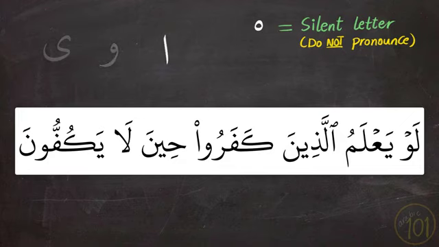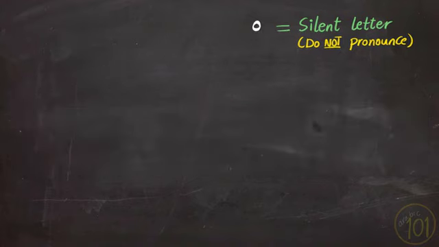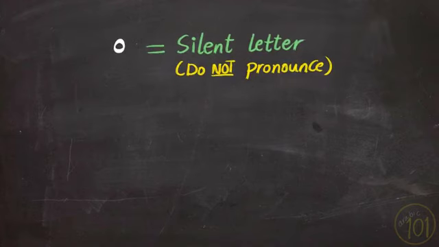لو يعلم الذين كفروا حين لا يكفون. Here it comes at the end of the word, and this is actually a very common thing in the Quran, that you see an alif at the end of the word that is not pronounced. And here, kafaru ends with an alif, but you will not pronounce it. You will not say kafaruwa. That is not correct. So this symbol means that the letter will not be pronounced.